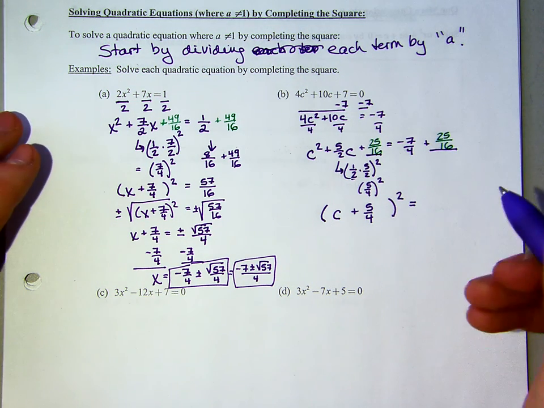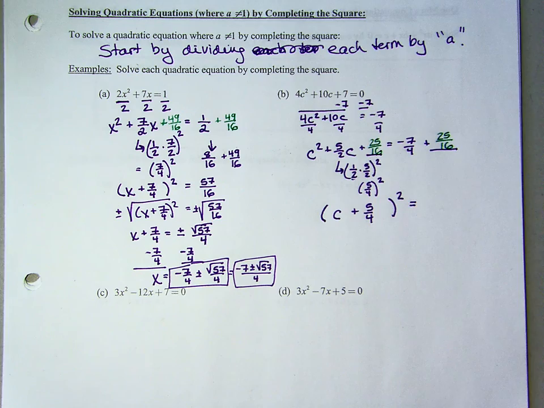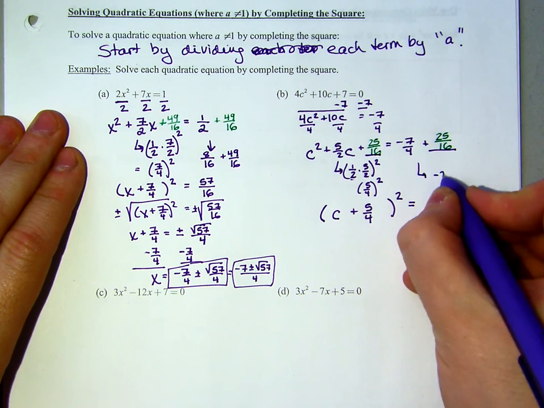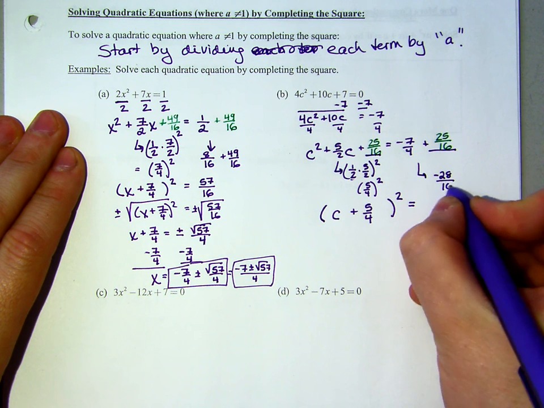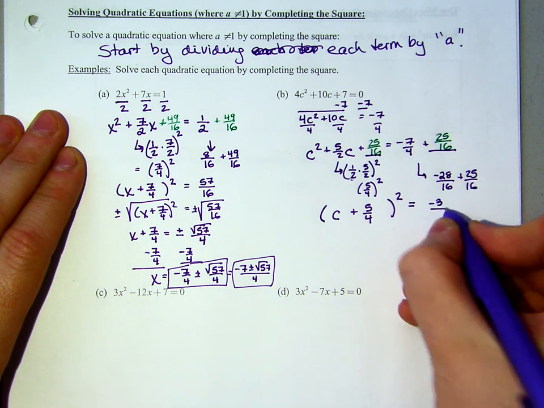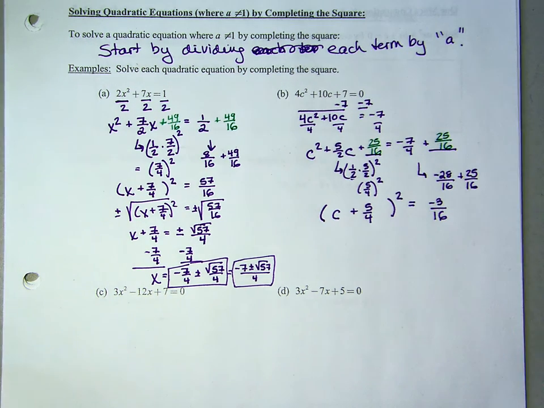3 sixteenths, say that one more time? Negative 3 sixteenths. Yeah, I like that. So to get a common denominator, we're going to have negative 28 sixteenths plus 25 sixteenths. We're going to get negative 3 sixteenths over there. Questions or issues with this part?